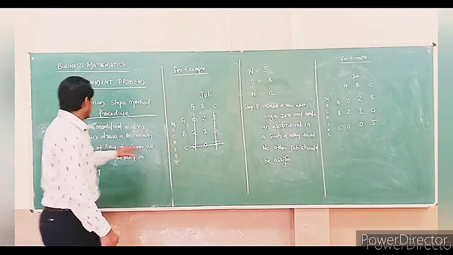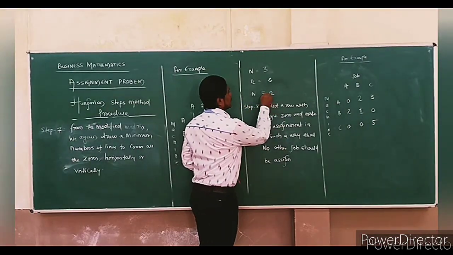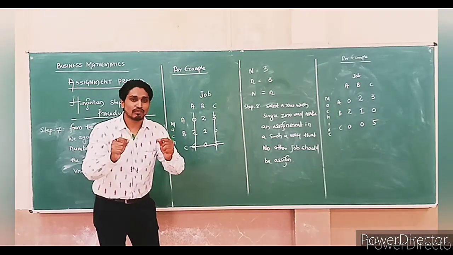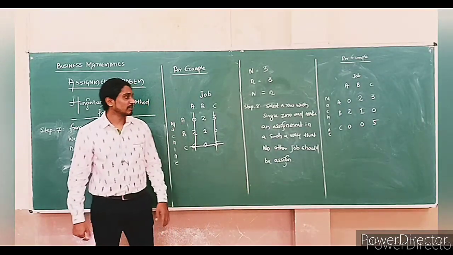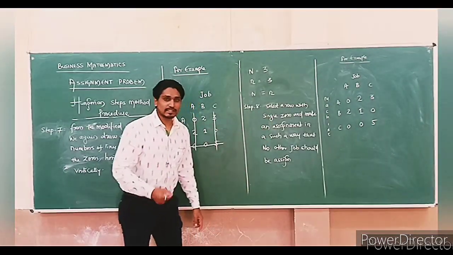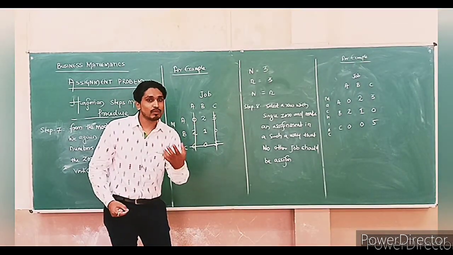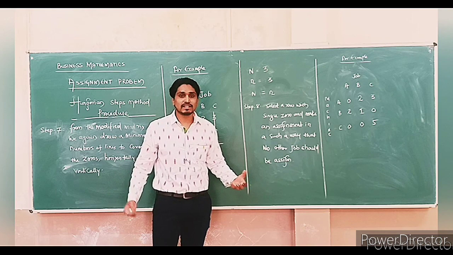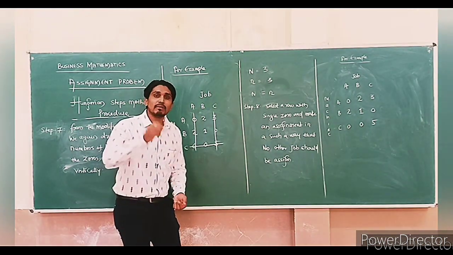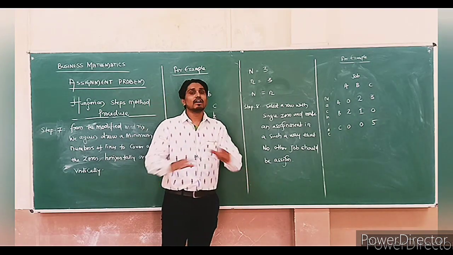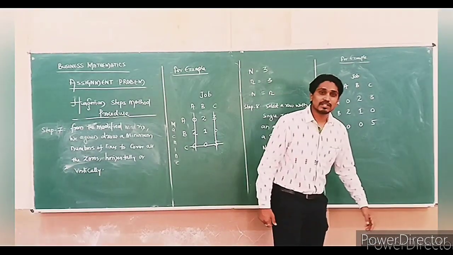We have to stop here in step number 7, because capital N equals small m, the number of lines drawn equals the number of assignments. Again we proceed to step number 8. We select a row with a single 0 and make an assignment in such a way that no other job should be assigned. This is step number 8. So here your example is ready.